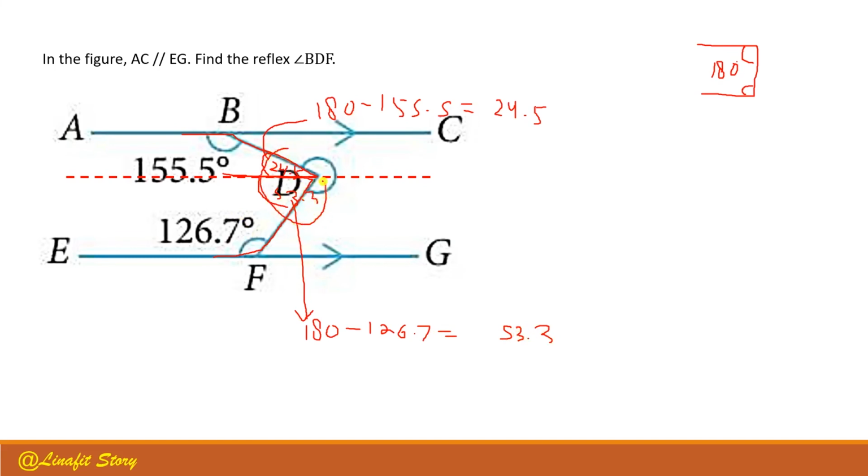So angle D is equal to 24.5 plus 53.3. So this is equal to 77.8 degrees. So to get the reflex angle BDF is equal to 360 minus 77.8, which is 282.2 degrees.